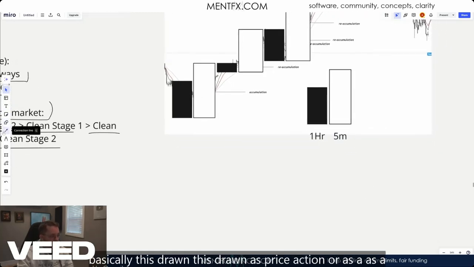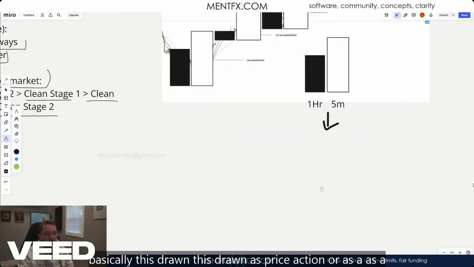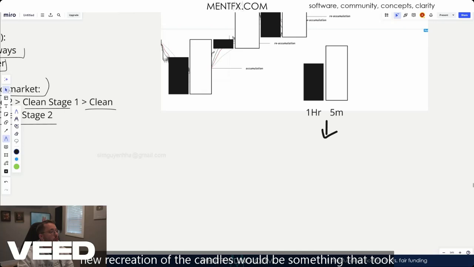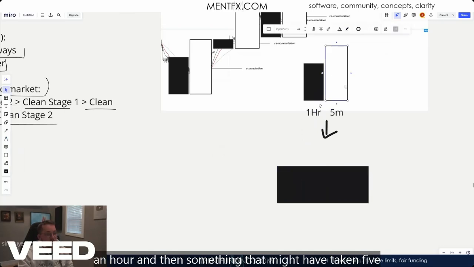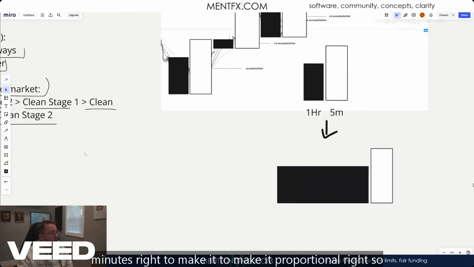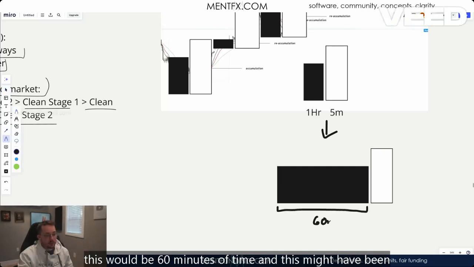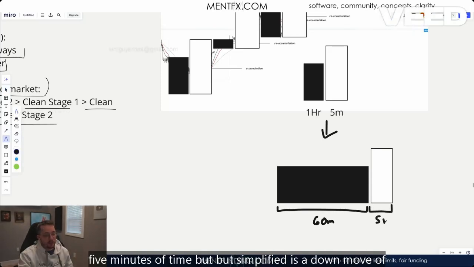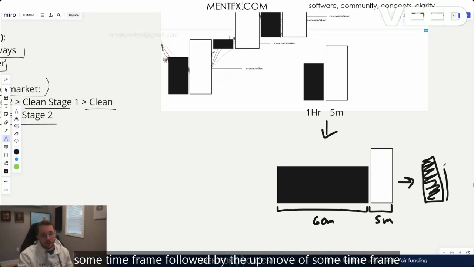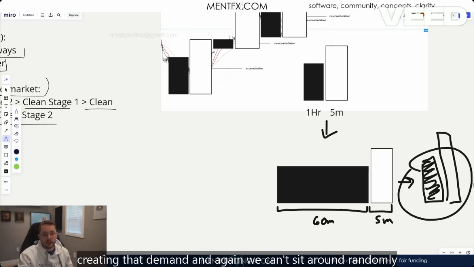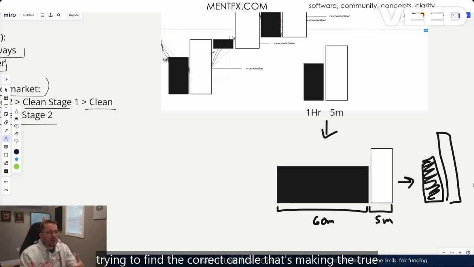So basically this drawn as price action, or as a new recreation of the candles, would be something that took an hour and then something that might have taken 5 minutes, right? To make it proportional, right? So this would be 60 minutes of time and this might have been 5 minutes of time. But simplified, it's a down move of some time frame followed by an up move of some time frame, creating that demand. And again, we can't sit around randomly trying to find the correct candle that's making the true demand of the true MB or anything like that. It doesn't make any sense, right?